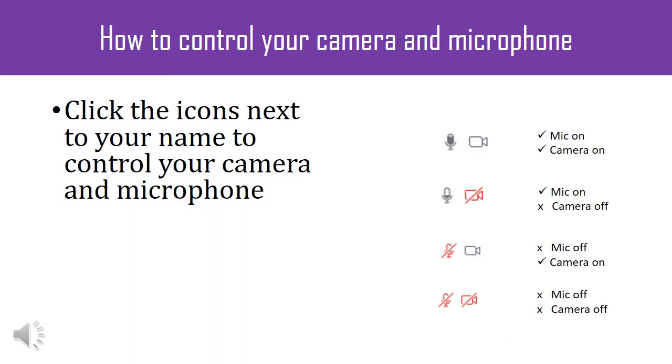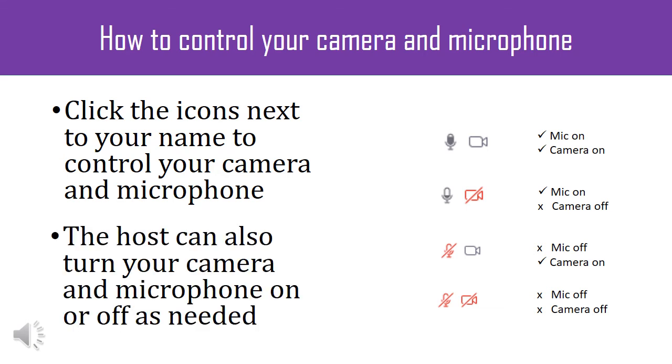Clicking the icons next to your name allows you to control whether your camera and microphone are turned on or off. Your host also has the ability to control your camera and microphone. This is ideal for organized activities like a book club.